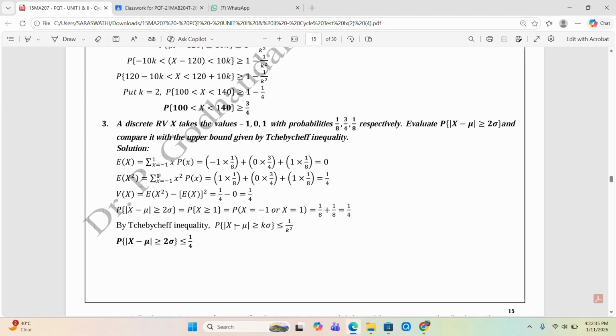Hence, P of modulus of x minus mu greater than or equal to k sigma is less than or equal to 1 by k square. This is the formula. Now, because the question is greater than or equal to 2 sigma, k is equal to 2. Therefore, it is less than or equal to 1 by 2 square, which is 1 by 4. So, we have the answer. This is the upper bound, because the value on this side will be decreasing and this side is always increasing. Hence, it is the upper bound, the value less than or equal to 1 by 4. Hence, proved the question.